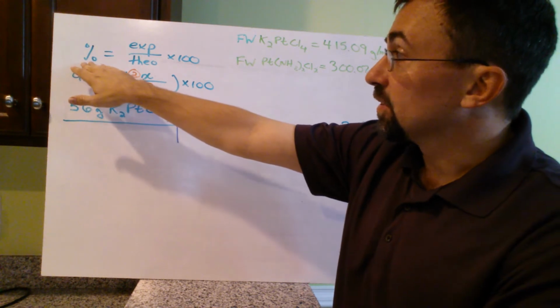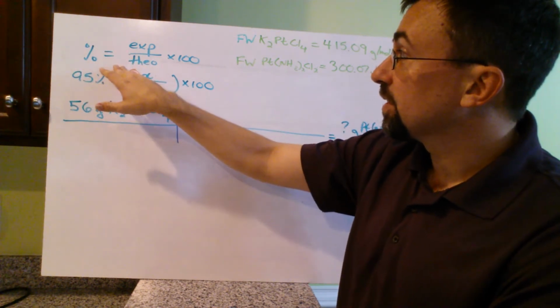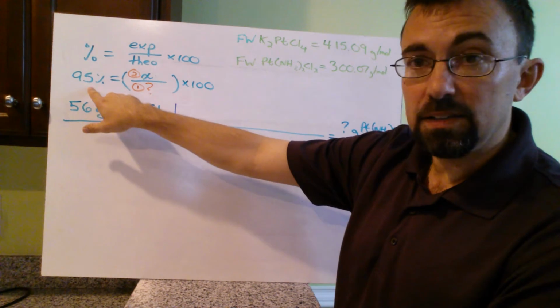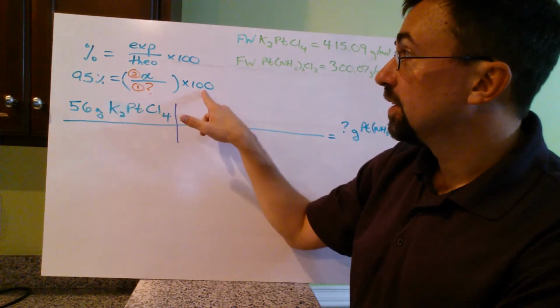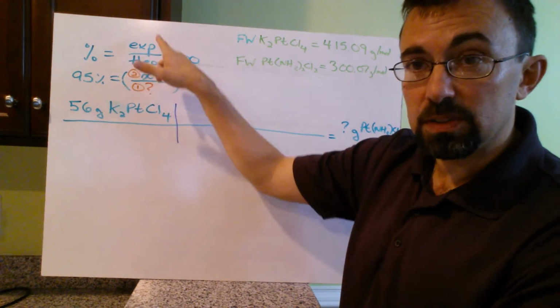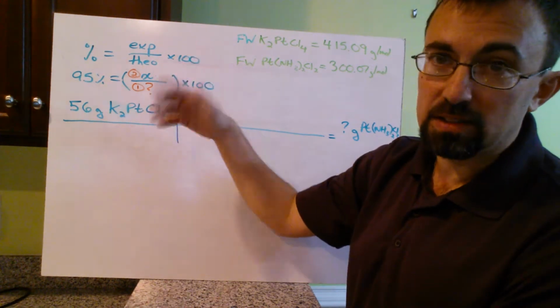And they gave me a percent yield. So I know the percent yield is the experimental over the theoretical times 100. I know that's 95. I know that's 100. I know I'm trying to find the experimental yield. That's what I've been asked to find. So I just put X there.